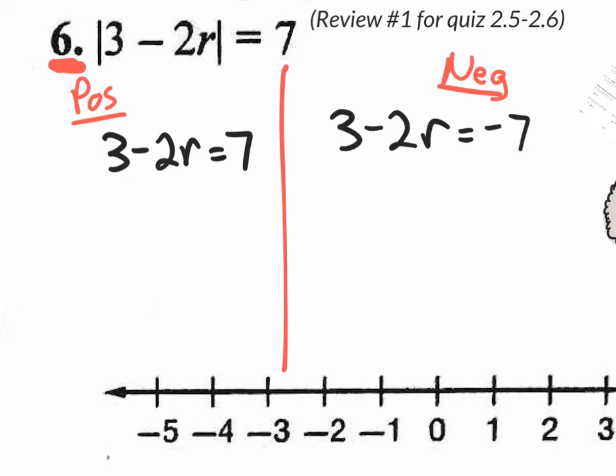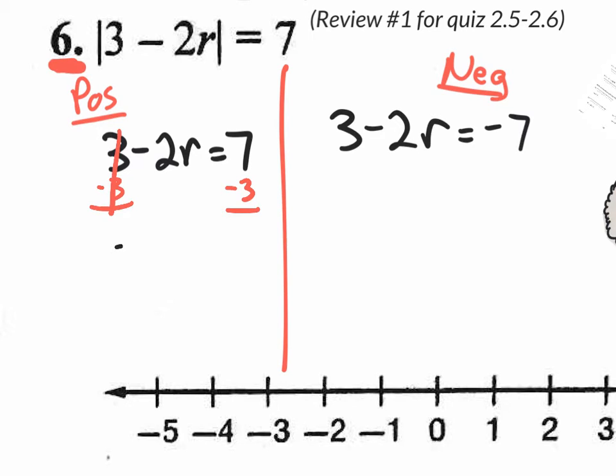Now we solve each of these simple 2-step equations. So on the left side, I'm going to get rid of what first? Remember, I want r by itself on the left side of the equal sign. I need to get rid of both of these. So what do we get rid of first? The 3, right? Get rid of this guy first. So you get rid of the 3 by doing the opposite, which is minus 3. 3 take away 3 is 0. And of course, what you do to one side, you must do to the other. Take away 3 over here.